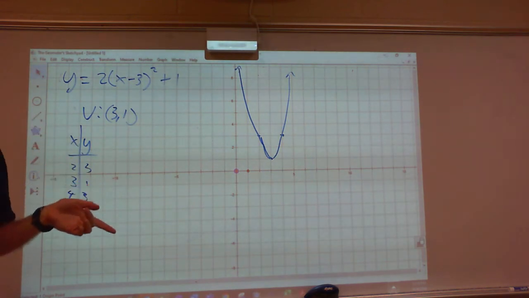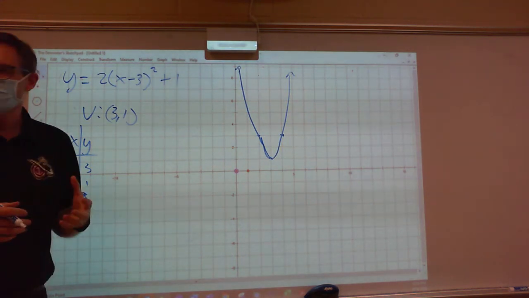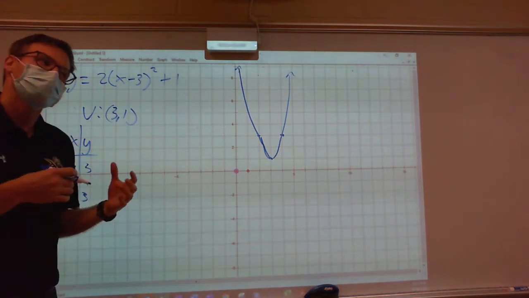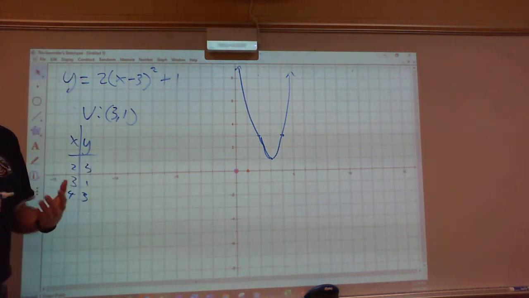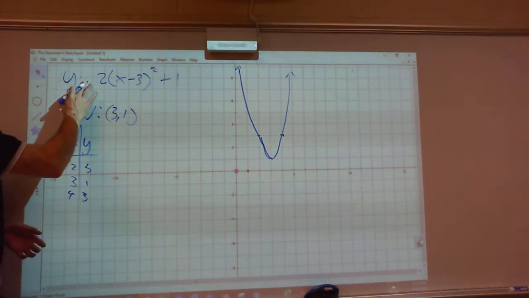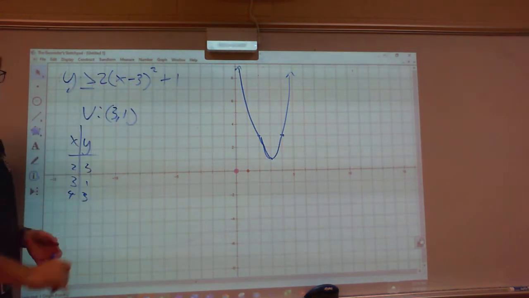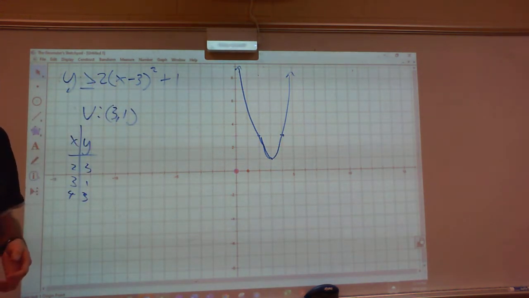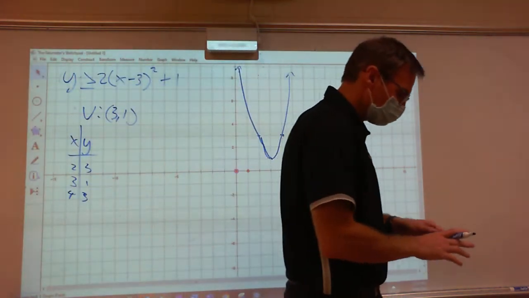Oh, this isn't the problem I wanted to do. See, we're not talking about just quadratics. We're talking about quadratic inequalities, right? And since we're talking about quadratic inequalities, I'm not interested in y equaling this. I'm interested in y being greater than or equal to. And so what does that mean, right? What does that mean as far as my picture goes?